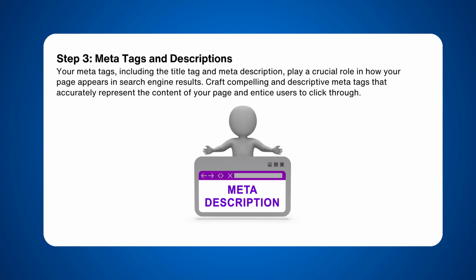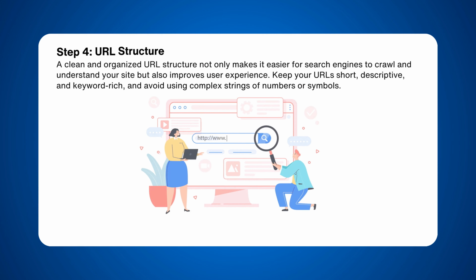Step 3. Meta tags and descriptions. Your meta tags, including the title tag and meta description, play a crucial role in how your page appears in search engine results. Craft compelling and descriptive meta tags that accurately represent the content on your page and entice users to click through.